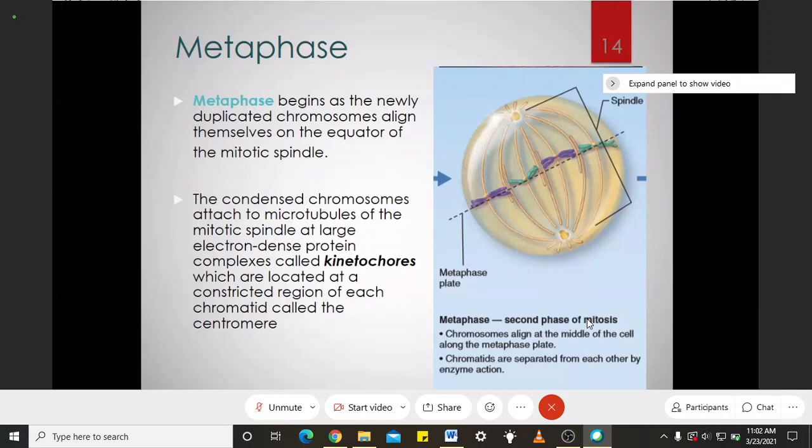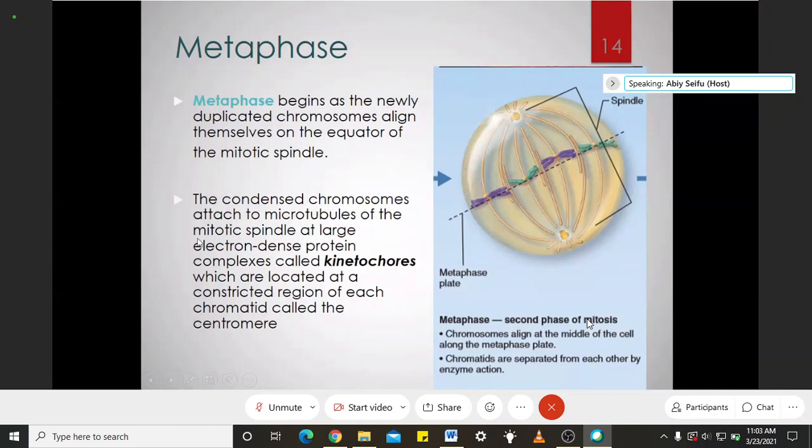Another phase of mitosis is the metaphase. It begins as newly duplicated chromosomes align themselves at the equator of the mitotic spindle. So the chromosomes with their sister chromatids are now aligned at the equator of the cell. See, this is the equator of the cell. When you see such a cell under a microscope, with the chromosomes collected at the equator of the cell, then the cell is at the metaphase.